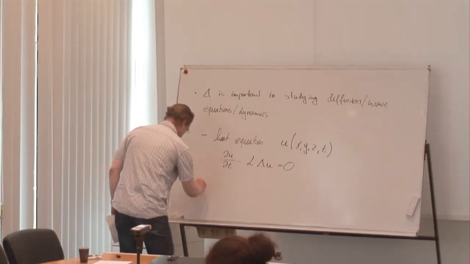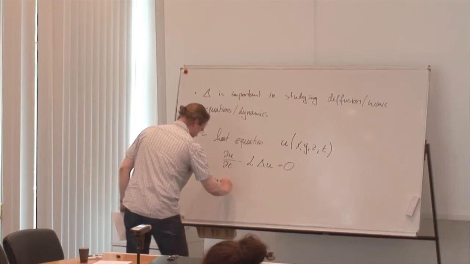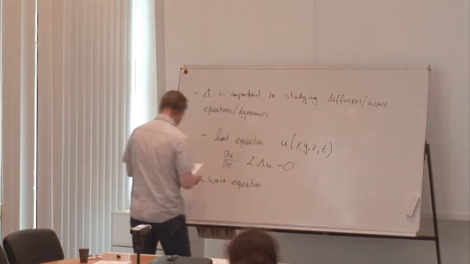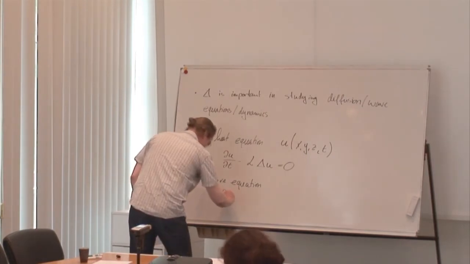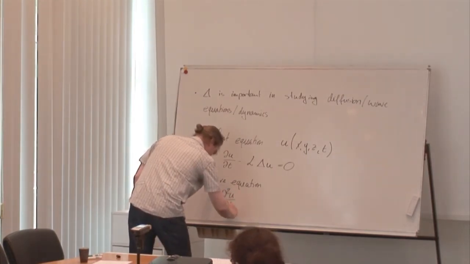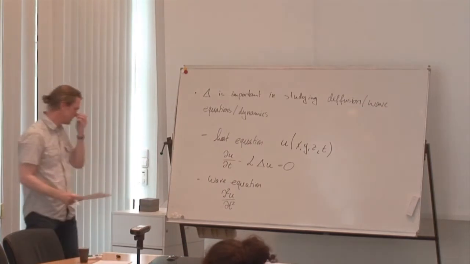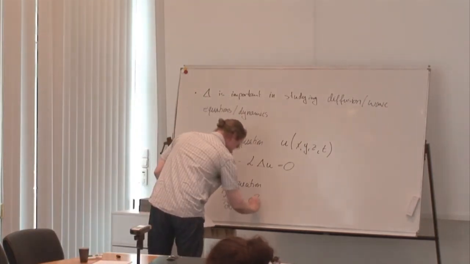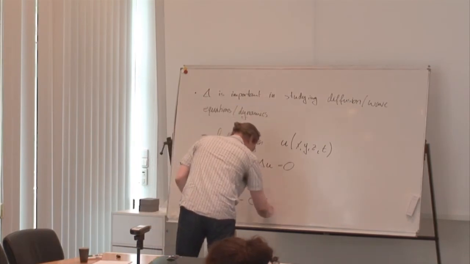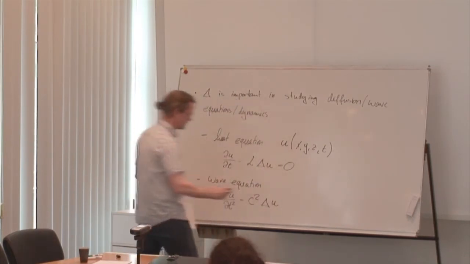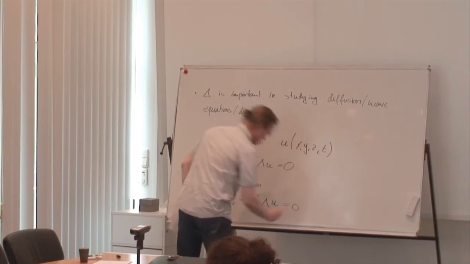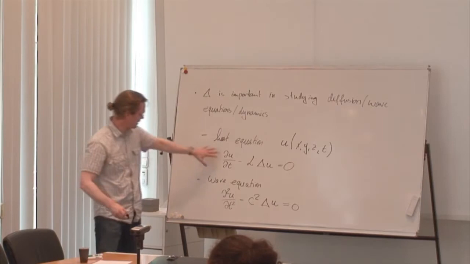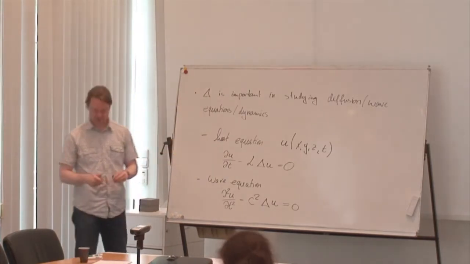It also appears in the wave equation. That is the one that will keep us busy later on. Here we have the second temporal derivative, d squared/dt squared of u, minus c squared Laplace u equals zero. So both of these things are partial differential equations.